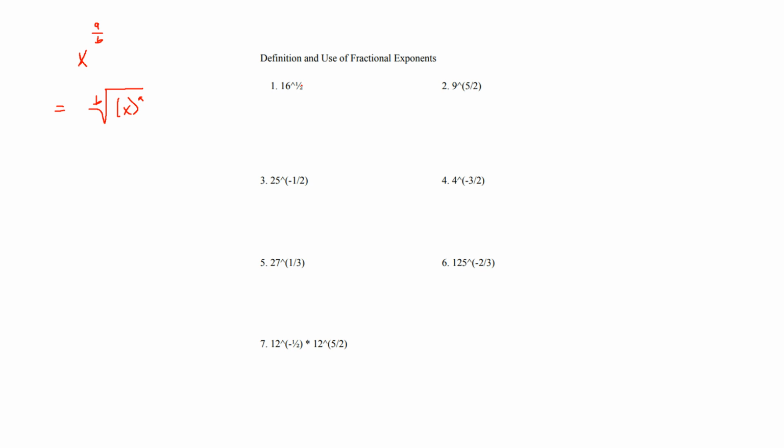So an example of this is number 1 here, 16 to the power of 1/2. So this means that it's the square root of 16 to the power of 1. That's just your normal square root of 16, which is just 4.